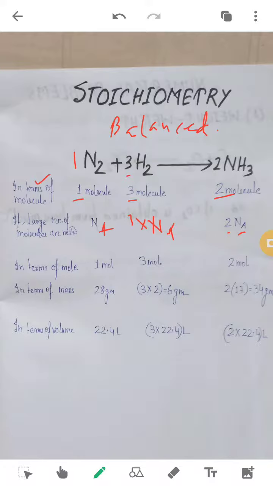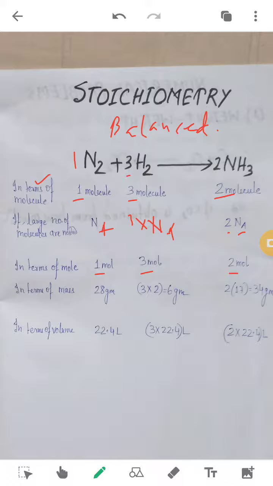Now from this, in terms of moles, how can we derive the number of moles? See, Avogadro number, that is 6.022 into 10 to the power 23, we know is equal to 1 mole. So from that concept, 1 mole of nitrogen reacts with 3 moles of hydrogen to give us 2 moles of ammonia.